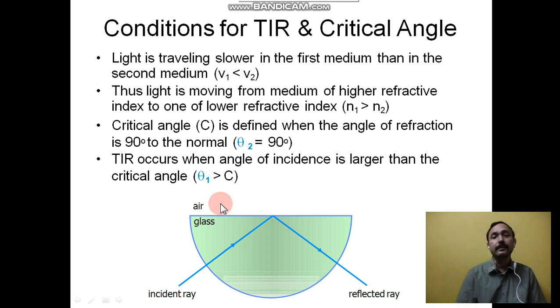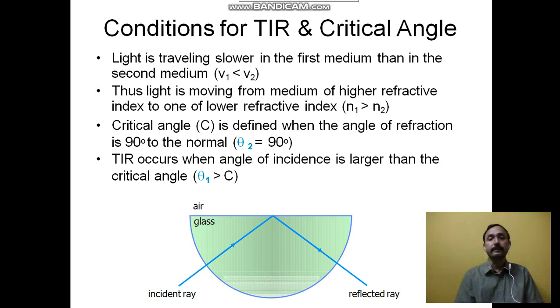So light is moving from a medium of higher refractive index, glass, to one of lower refractive index, that is air. So N1 is greater than N2. Here we are considering glass with refractive index N1, and air with refractive index N2.